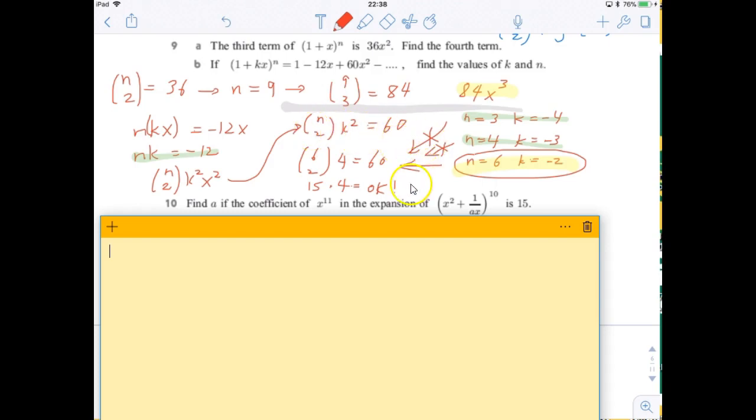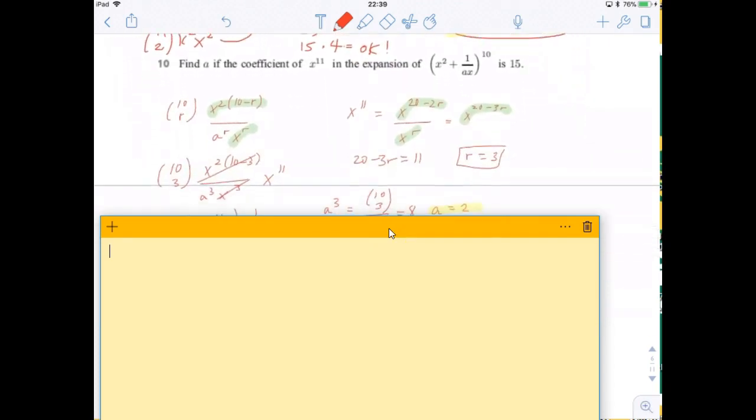Okay, so, all right, let's move on to number 10. It's the last one of this grueling problem set.